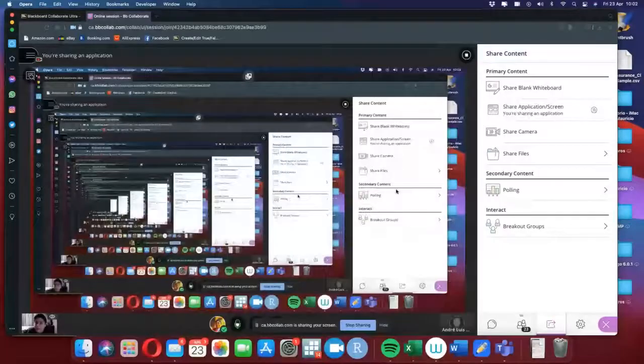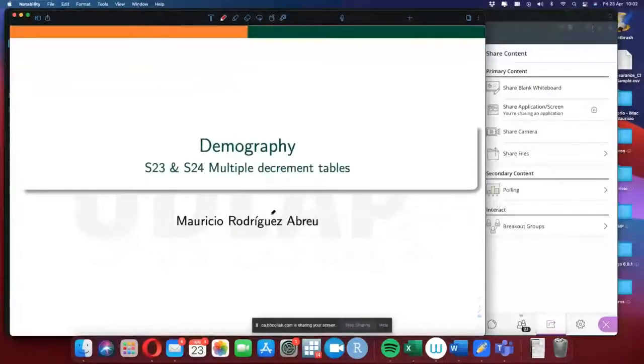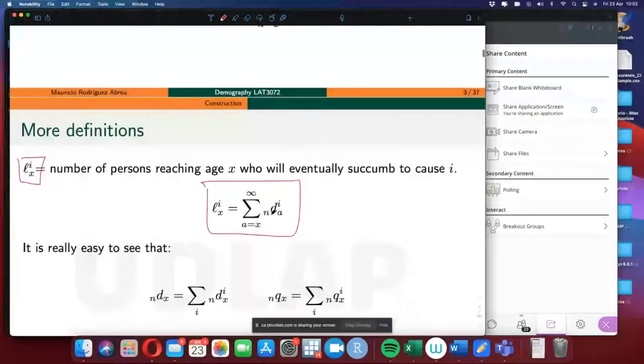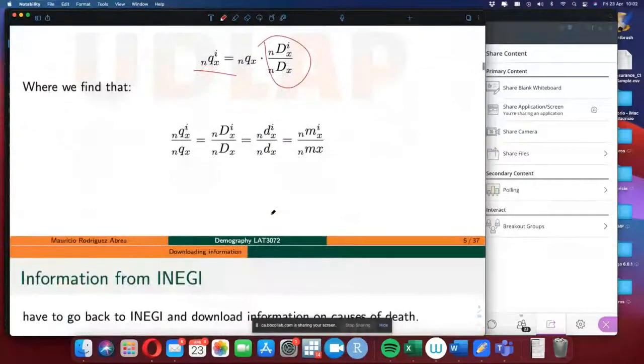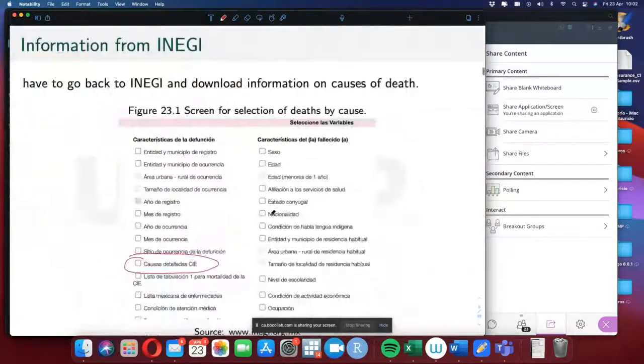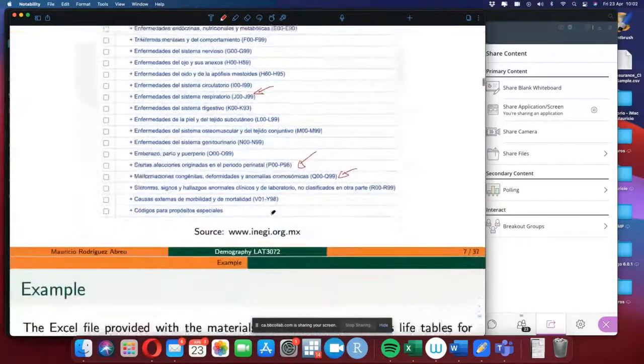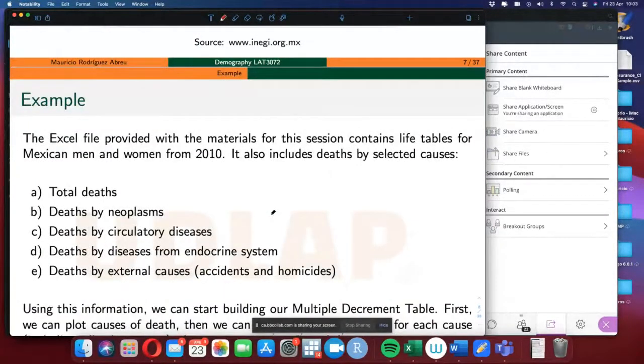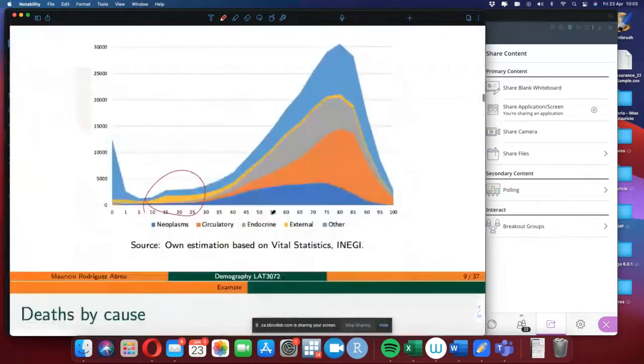And let me share my screen. So, these are the things that we have been discussing these last days. Just a quick review. We have been discussing multiple decrement models, but essentially what we are going to see this morning is that multiple decrement models are just a special case of multiple state models, and those are the models that we actually use the most in actuarial sciences.